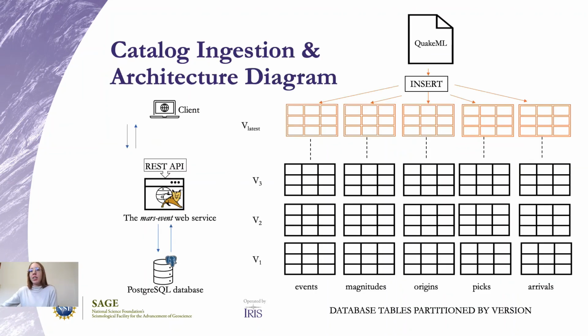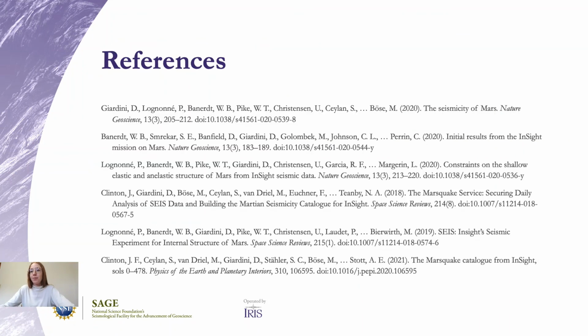Here's a quick note on the architecture used by the service and the back end used to hold the catalog. It uses a very efficient partitioning system, which will allow query speed to stay constant despite new catalogs being added. And it uses a Postgres backend.